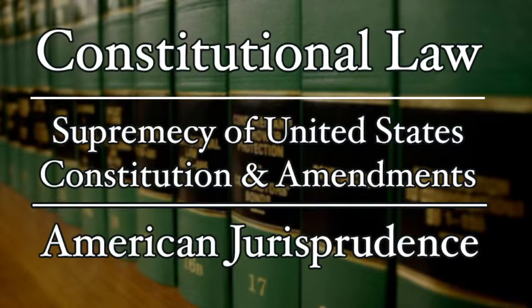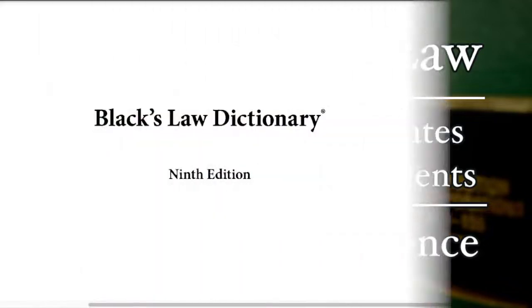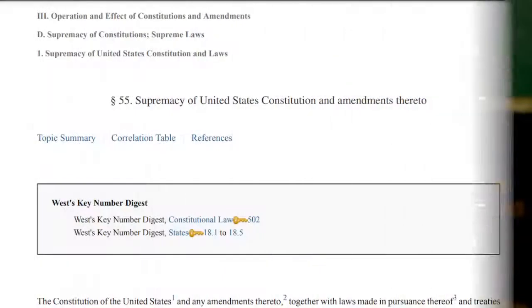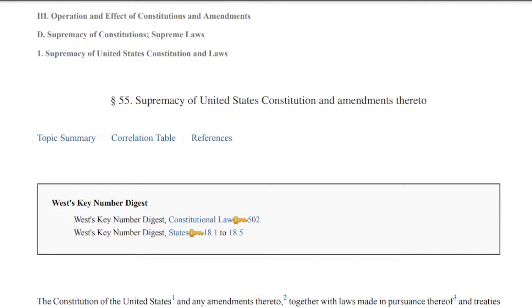Well, greetings, everybody. Today we're going to be going over constitutional law, part 4, which is going to be focusing on the supremacy of the United States Constitution and its amendments included, how these all apply. And in a moment here, I'm going to pull up again, we're using Black's Law 9th Dictionary to address any of the terms that we might need to look up. And let's get started here.